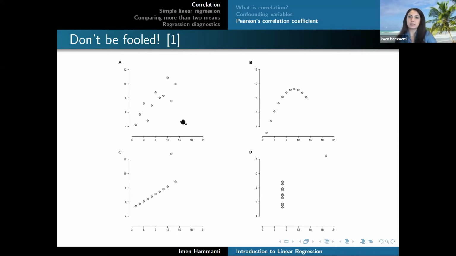So let's describe those associations. As you can see in A, there's some sort of linear association here. We can see that the variable y increases with increasing value of x.